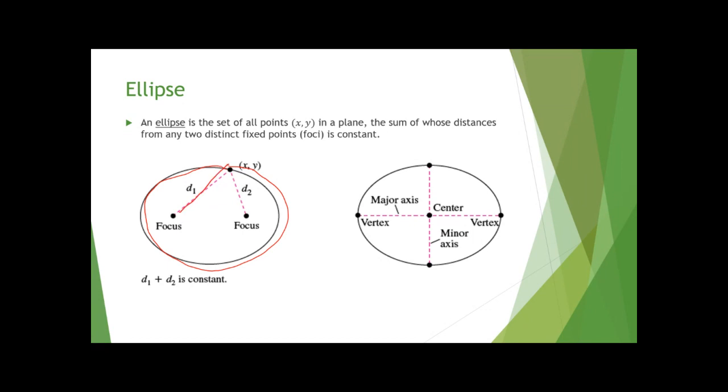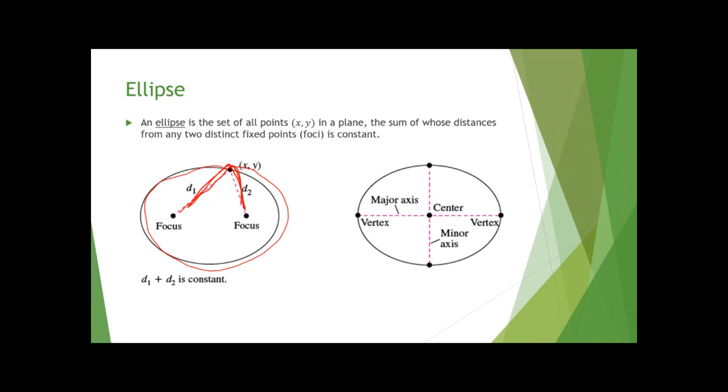So d1 plus d2 would be the string going around your pencil, and your pencil would wrap around, and that forms the ellipse. A circle is a special form of an ellipse. An ellipse is not a circle, but a circle is an ellipse. So, I think I mentioned that during my live session or the introduction.